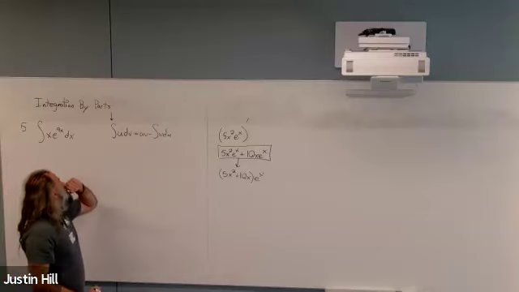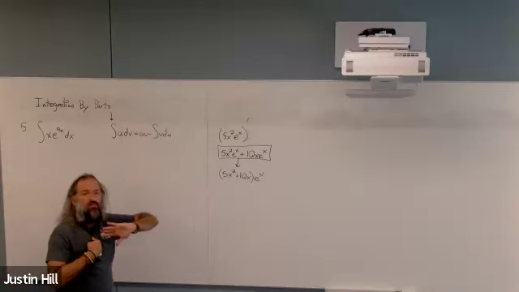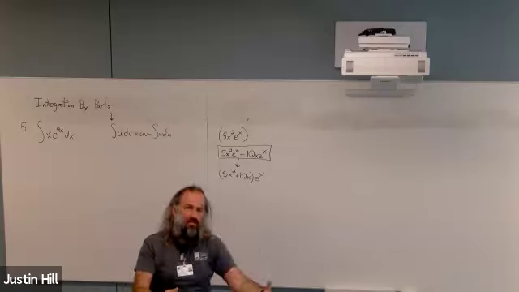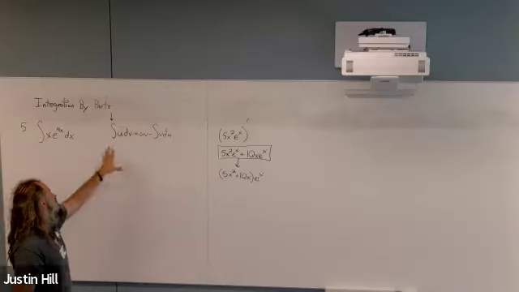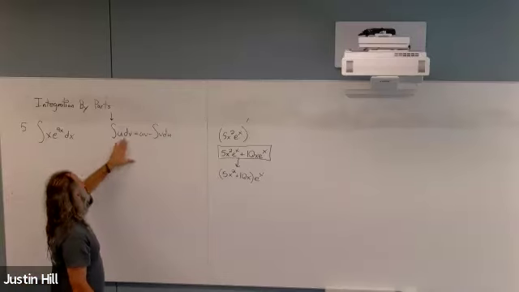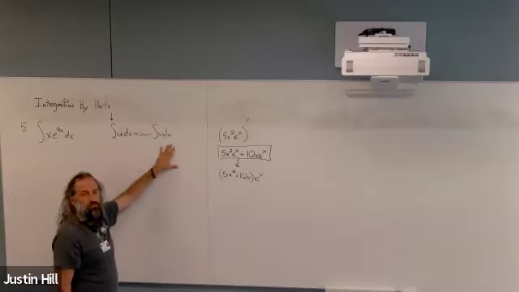One of the things I hate about integration by parts, as far as the way it's laid out to you, is they just give you a formula. They say the integral of u dv equals uv minus the integral of v du.